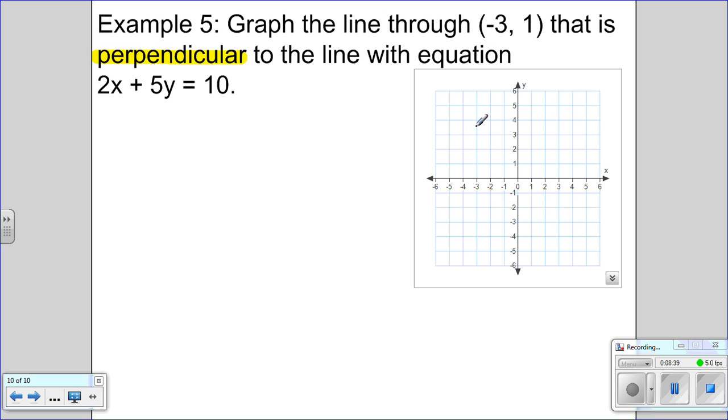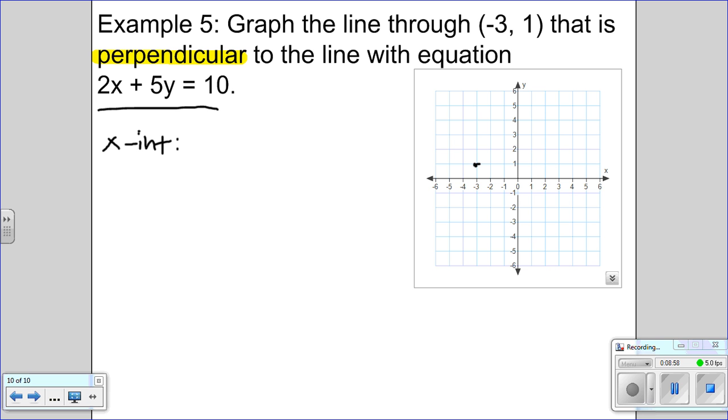Let's try one more example. This time we're going to graph a line through -3, 1, this point right here. And we want our line to be perpendicular this time to 2x plus 5y equals 10. So we first want to figure out where the original line is. Let's find the x and y intercepts.